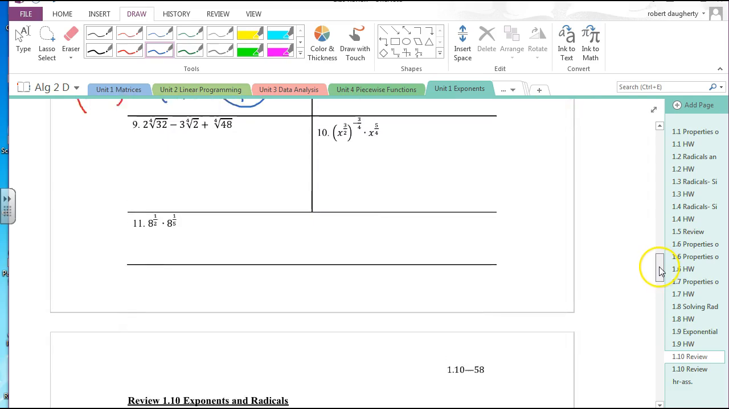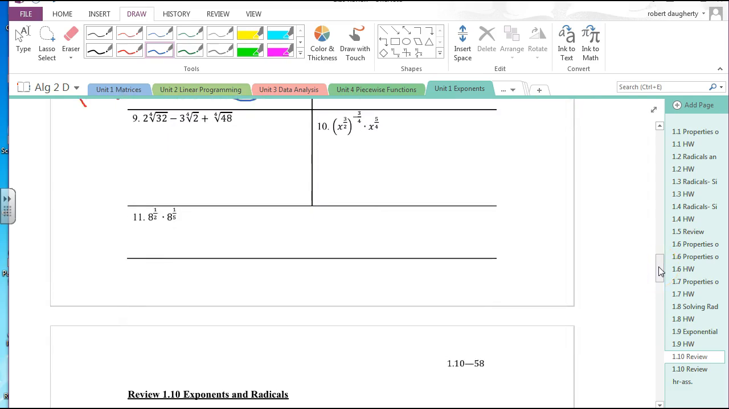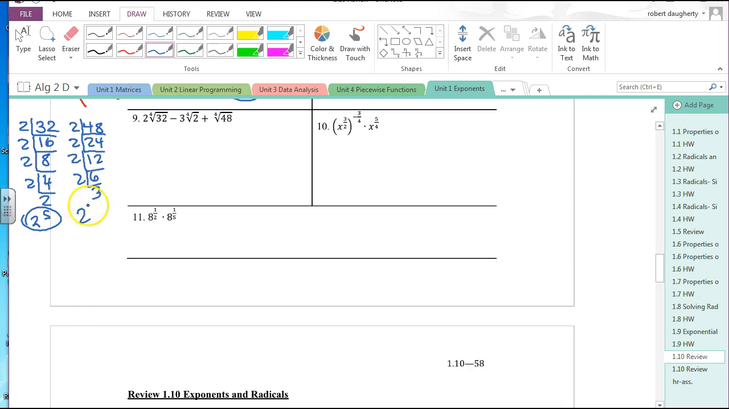Number 9, combining radical expressions, adding and subtracting. I can only do that if everything is the same. So let's look at 4th root of 32. So 32 I know is divisible by 2. You probably know this already. If you don't, you can always just divide it out. That's 2 to the 5th, okay? That's 32. And if I look at 48, when I divide that by 2, I get 24. Divide by 2, I get 12, 6, and 3. So this is 2 to the 4th times 3, okay?